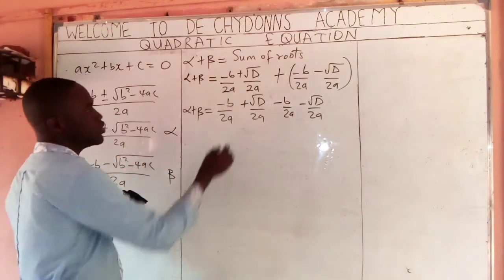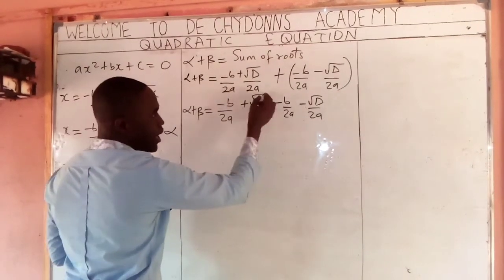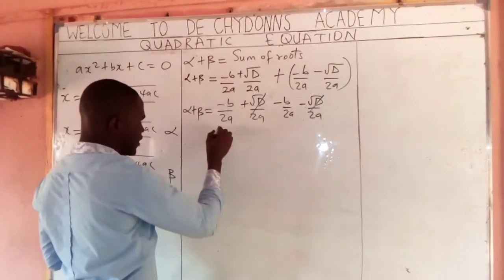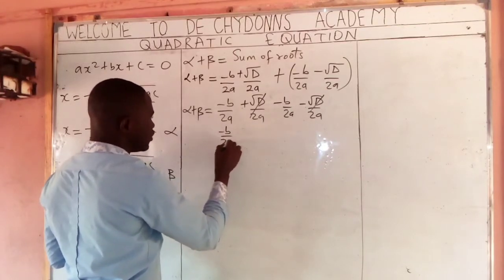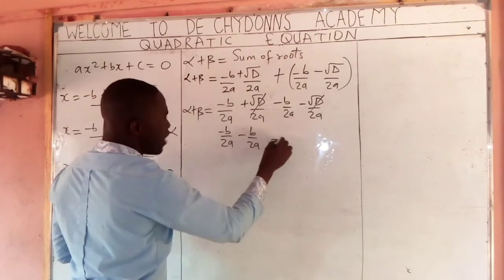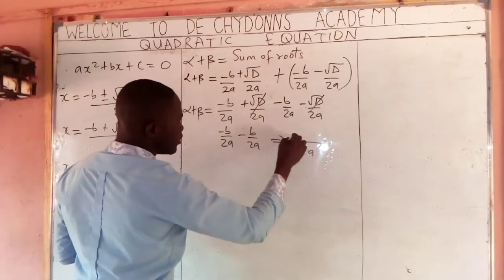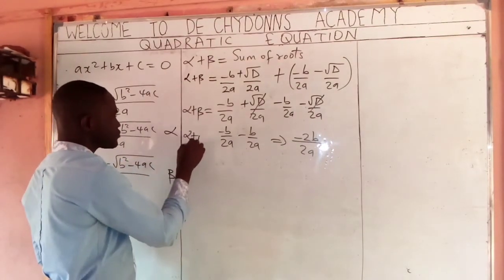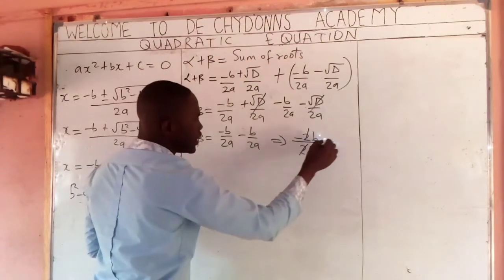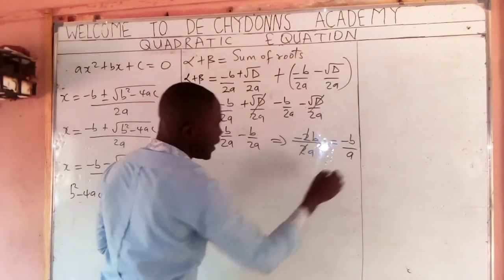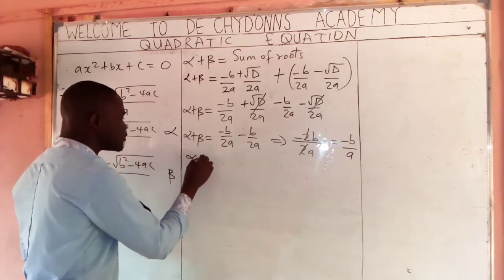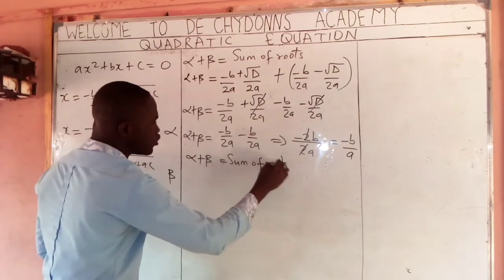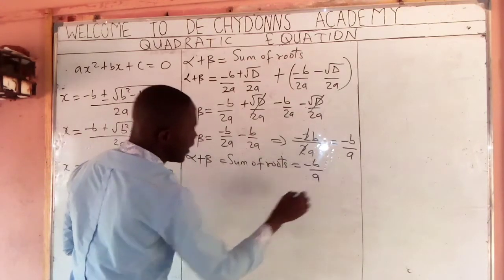Now see what you do. This has plus and this has minus, so they will subtract. You will be having minus b over 2a, minus b over 2a. That will be giving you an LCM of 2a, minus 2b over 2a. This will cancel this, equal to minus b over a. So that means alpha plus beta, which is the sum of roots, is equal to minus b over a.